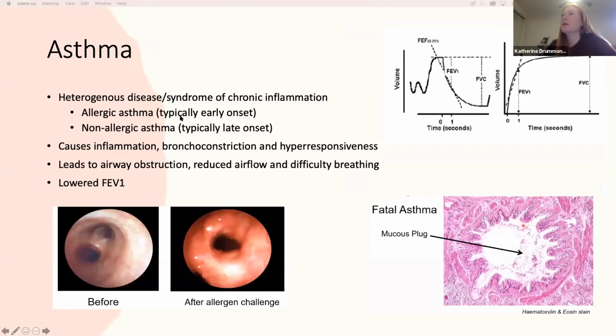So it causes inflammation, obstruction, so bronchoconstriction, and hyperresponsiveness. It leads to obstruction, reduced airflow and difficulty breathing, and lowered FEV1, which, like we spoke about before, is a difficulty in breathing out. So you can really see here that really intense inflammatory response, and you can see how it would restrict our ability to breathe. And then here's a mucus plug, which has occurred because of the inflammatory and immune response.